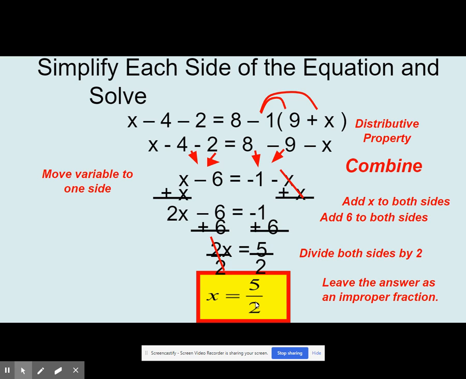x equals 5 over 2, because when we're dealing with solving equations, if we have a division and it's going to give us a decimal, we don't want decimals. We just leave them as fractions. We don't want decimal answers. So x equals 5 over 2.